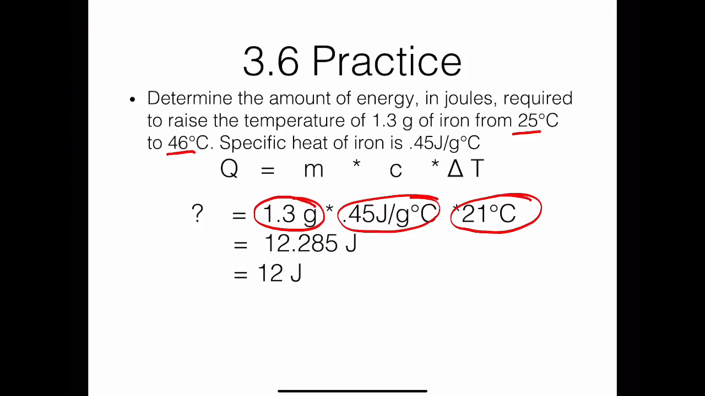So let's look at sig figs. We have 2 in our mass number, 2 in our specific heat number, and 2 in our temperature number. So we're going to end up with 2 sig figs in our final answer. So the answer comes out to 12.285 joules. Rounding to 2 sig figs gives us a final answer of 12 joules.